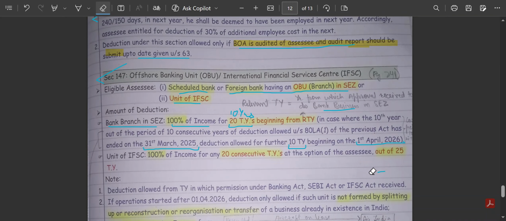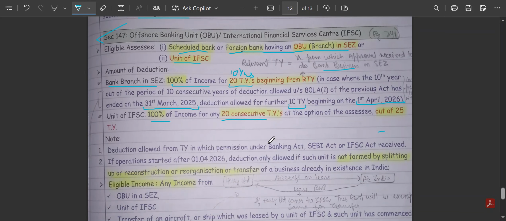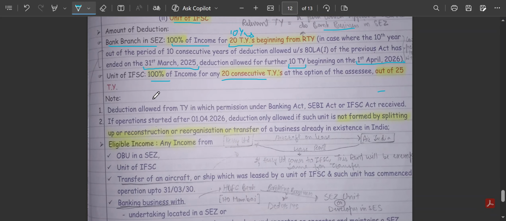Then for a unit in IFSC, the deduction will be 100% of income for any 20 consecutive tax years out of its first 25 tax years. Now, these are the notes that we need to consider. This is about the approval. Relevant tax year starts from the date of approval.